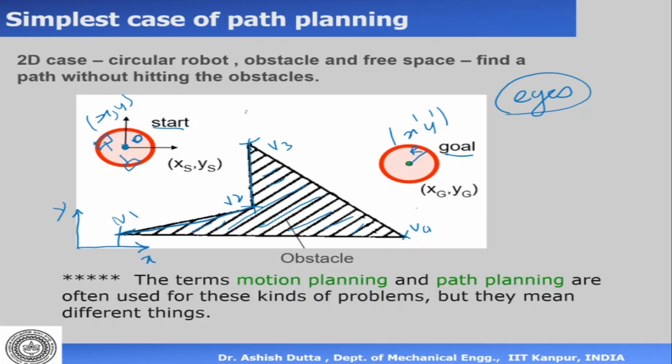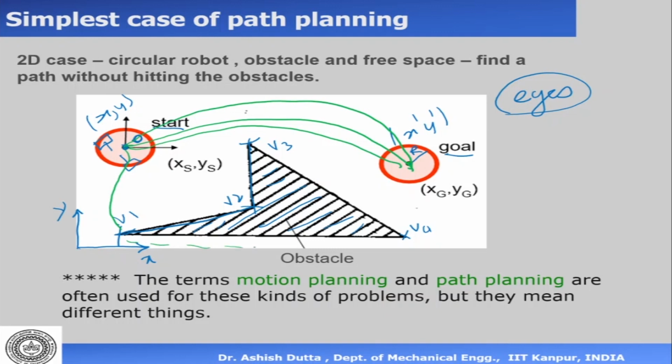Now, there are some interesting questions here. If you look at this, how many paths are there? You can go like this, you can go like this, you can go like this. Can you go like this? Can you go from that side? So if there are in fact a large number of paths, the first question we need to ask is whether there is a path or no path. That is the first question. If there is no path, the algorithm should also be able to tell you that there is no path.